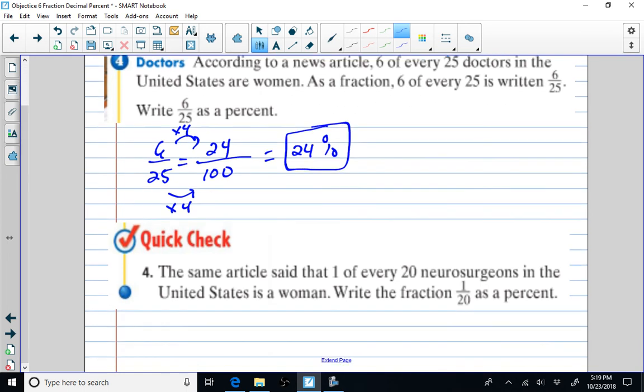All right. Here, we have 1 out of every 20. I want to write that as a percent. 1 out of every 20 is the same as how many out of 100? Well, I have to multiply that 20 by 5 to get 100. So to make an equivalent fraction, we have to multiply that numerator by 5. 1 times 5 is 5. So 1 out of 20 is 5 out of 100, which is 5%.